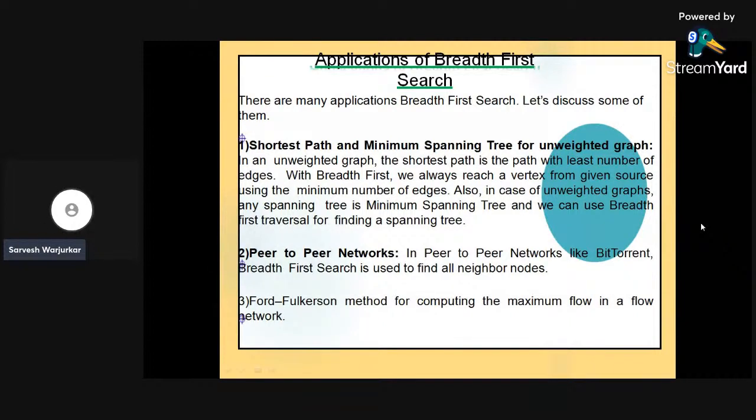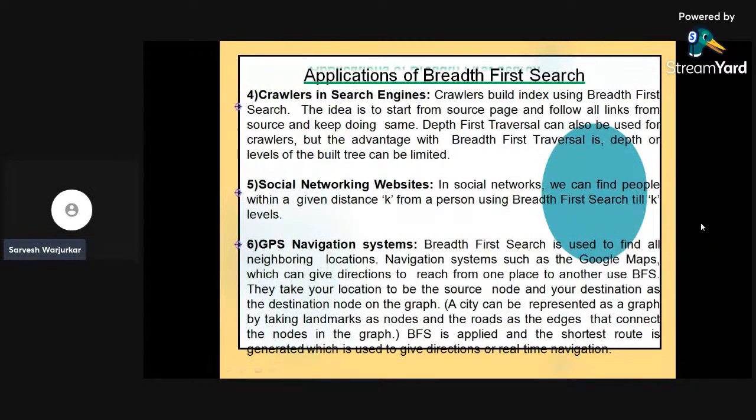The Ford Fulkerson method for computing the maximum flow in a flow network is again an application of breadth first search. Crawlers in search engines are another: if you are searching for anything, it can show you related searches, which depends on the breadth first search algorithm. Depth first search can also be used there, and I can explain how depth first search works again.